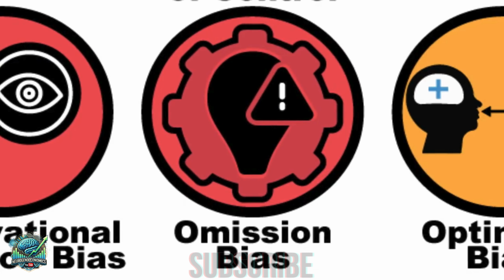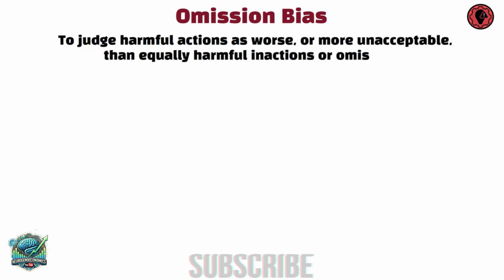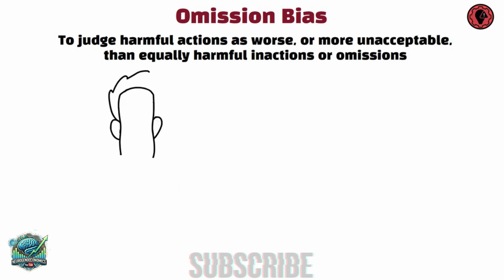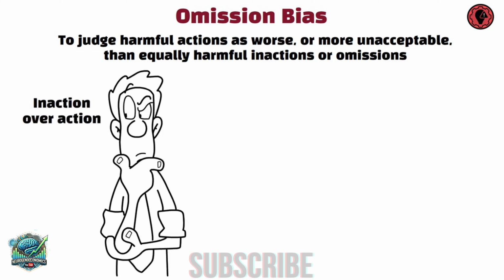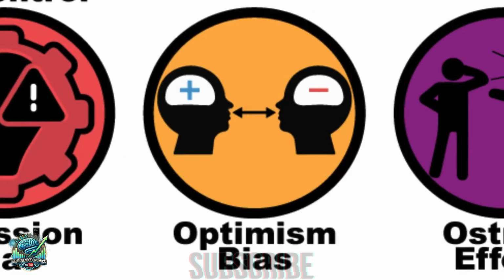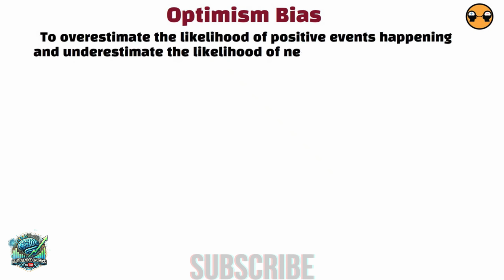Omission bias. Omission bias is the tendency to judge harmful actions as worse or more unacceptable than equally harmful inactions or omissions. This bias can lead people to prefer inaction over action, even when taking action could prevent harm or produce benefits.